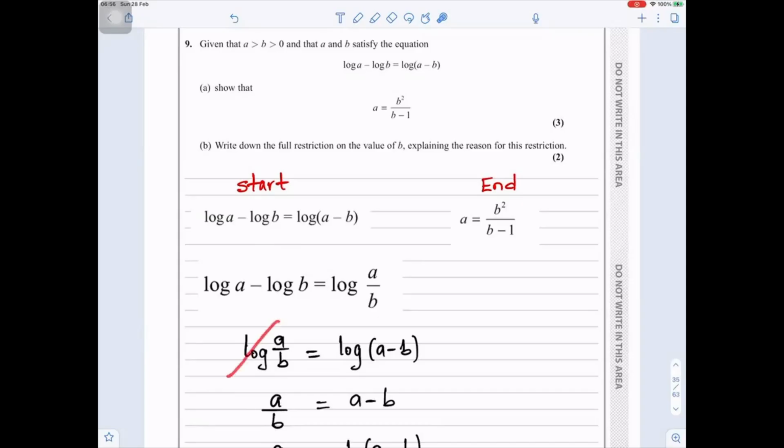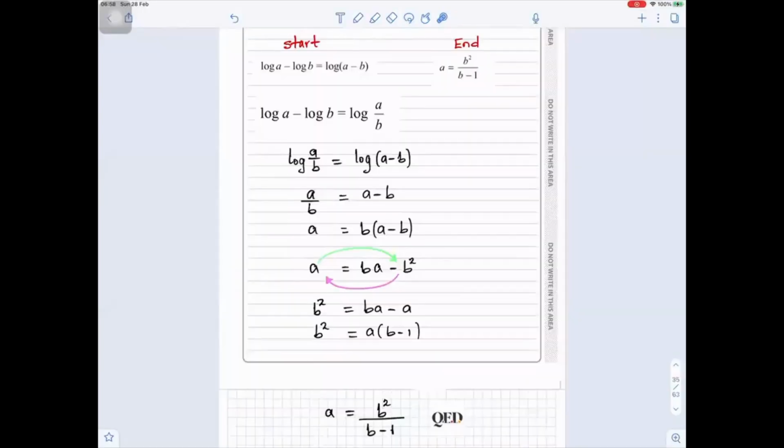Now we can remove logs on both sides. So A over B is equal to A minus B. Once you've taken out the logs, you can take B to the right hand side. So A becomes B bracket A minus B. And then you remove the bracket. So A is equal to BA minus B squared.